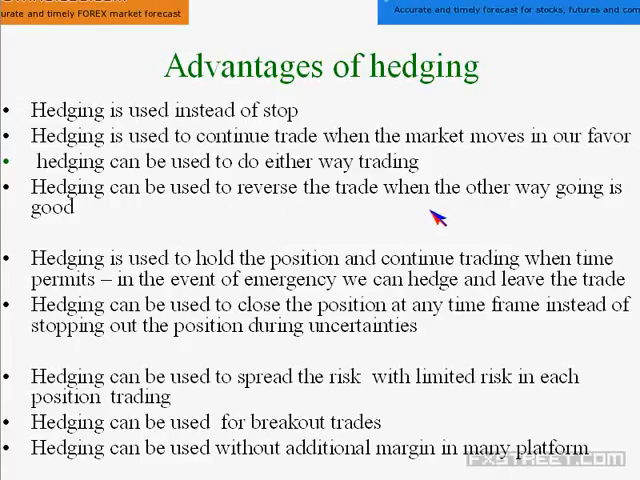Then hedging can be used to reverse the trade when the other way is going well. When the hedging is making consistent profit for about 1 day, 2 days, that means you are against the market. You realize it. The hedging is continuously making profit, but no problem. If the original position is making about 200 pips loss, fine.